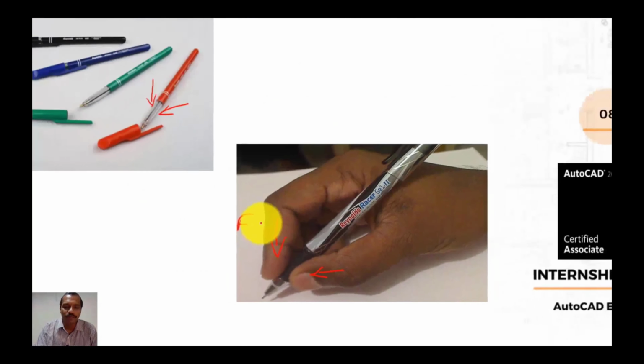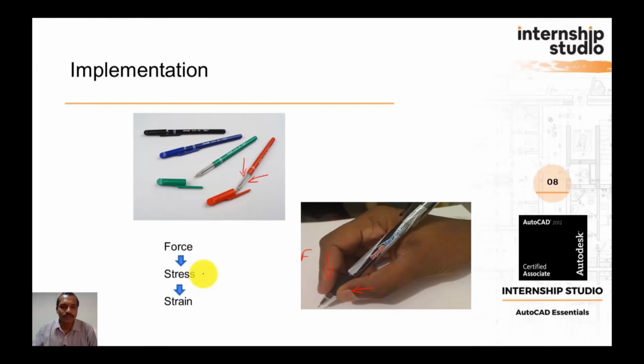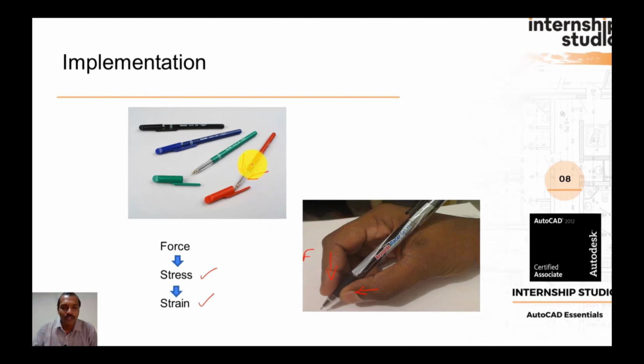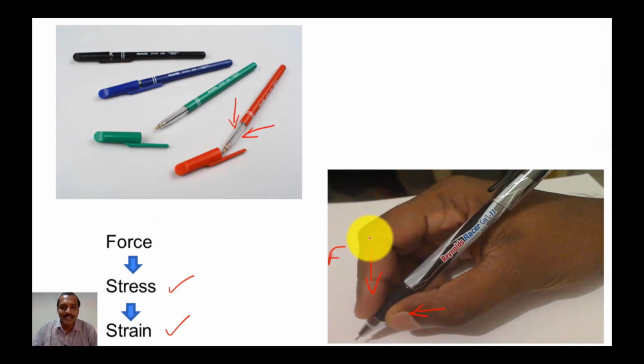When you give the force, what will happen? Due to force, stress will be created, so strain will be created. The stress is the internal resistance created by the body. So when you use this normal pen, the stress will accumulate on the joints. Okay, the joints, it will be accumulated. It will not be relieved through the pain. So that is why when you use this normal pen, you will get pain on the fingers.